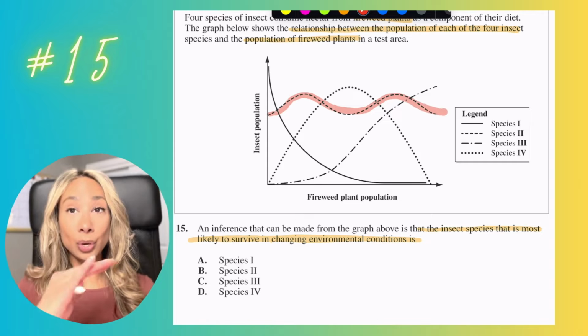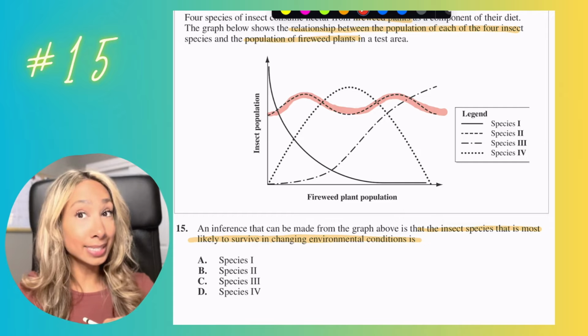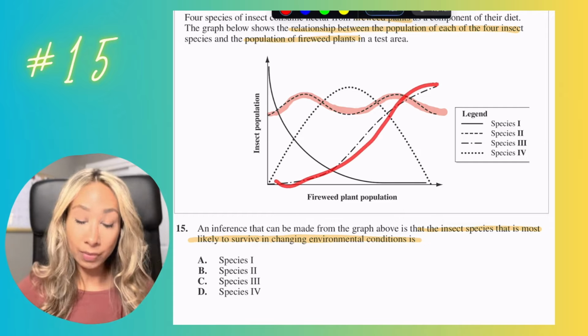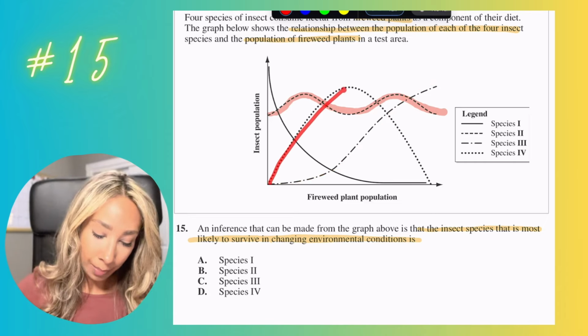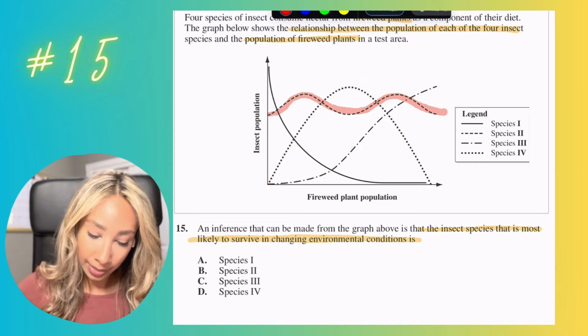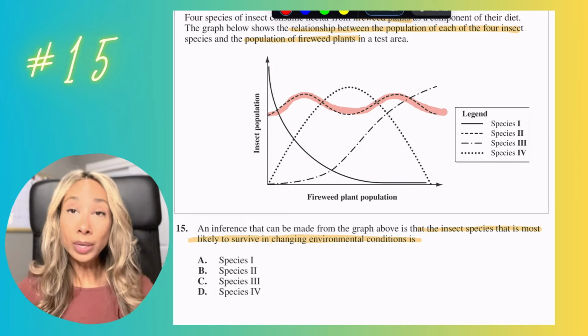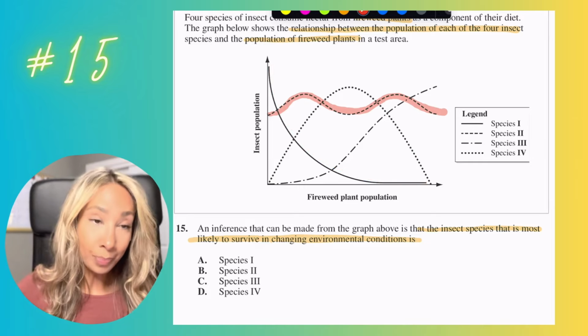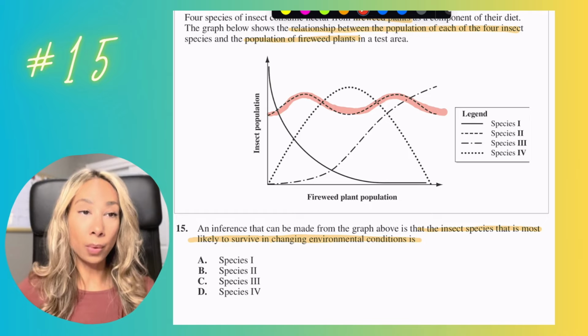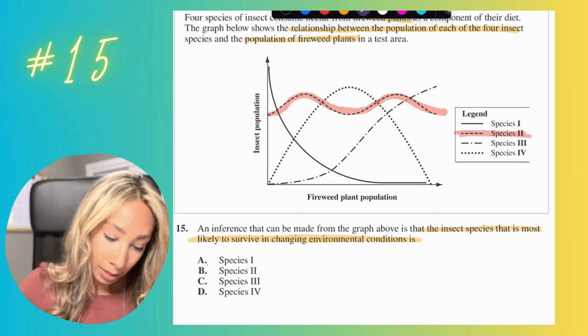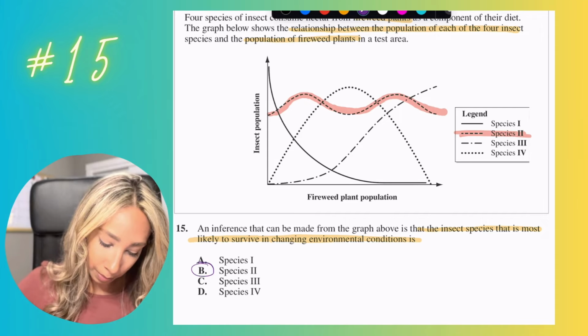Yes, its population goes slightly up and down, but it is still consistently surviving compared to our organism here that is only surviving with a certain environmental condition. Our other organism peaks and then drops, and same idea with this organism here. So now we look at our key and we say, well, what matches that one? The only thing that's going to match for that one here is going to be species 2. We can see those lines are the same. So our answer for this question is going to be B.